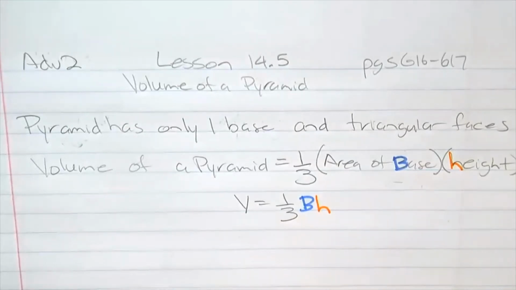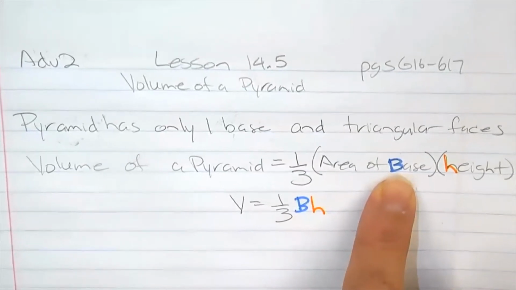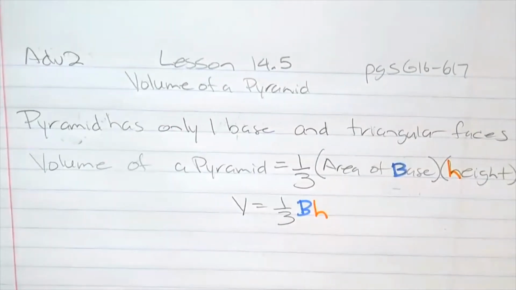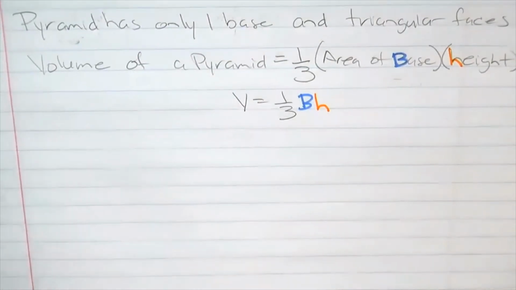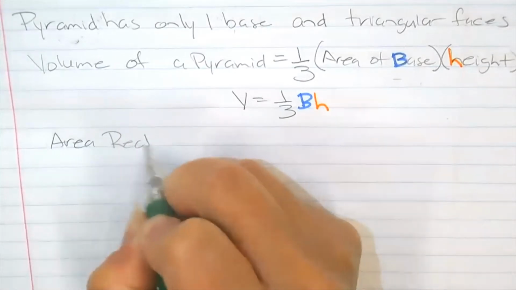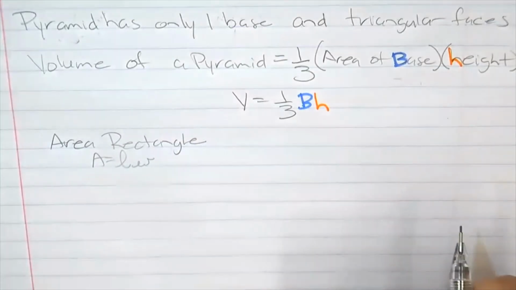Now, it's not a set formula because remember, our bases are different shapes. The base can be a rectangle, a triangle, a pentagon, a hexagon. The base can be any shape. And to find the area of the base, it's a different formula depending upon the shape. So what formulas do we need to know? Well, at this point, you guys should be experts at this, the area of a rectangle. The area of a rectangle is the length times the width.